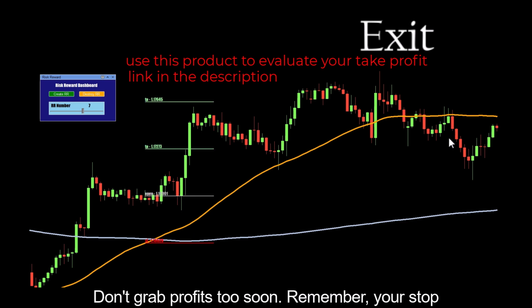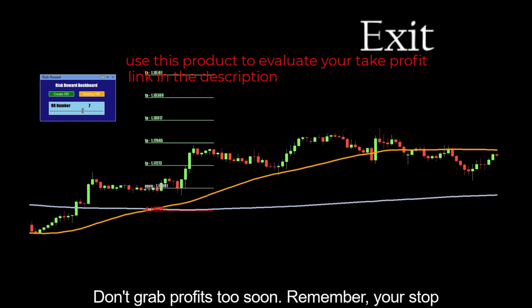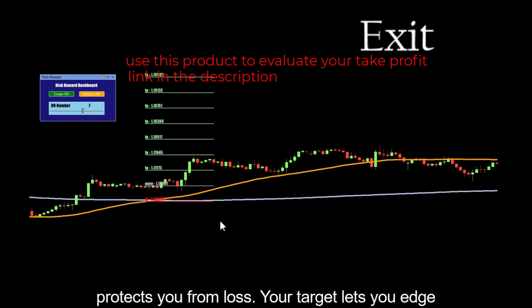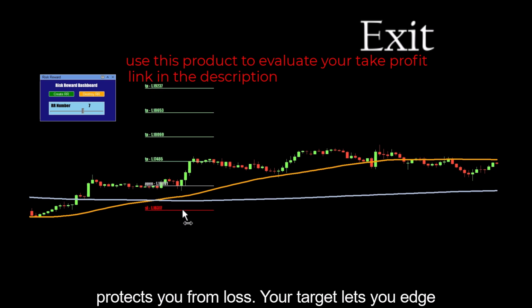Let the market move freely in your preferred direction. Don't grab profits too soon. Remember, your stop protects you from loss. Your target lets your edge breathe.